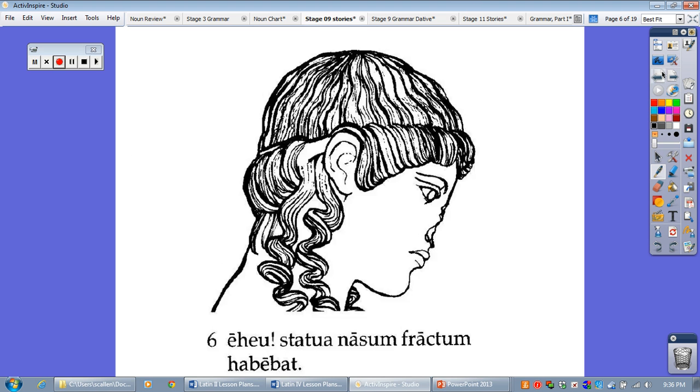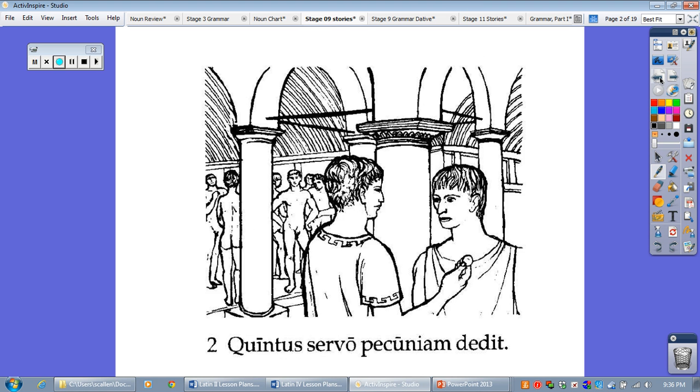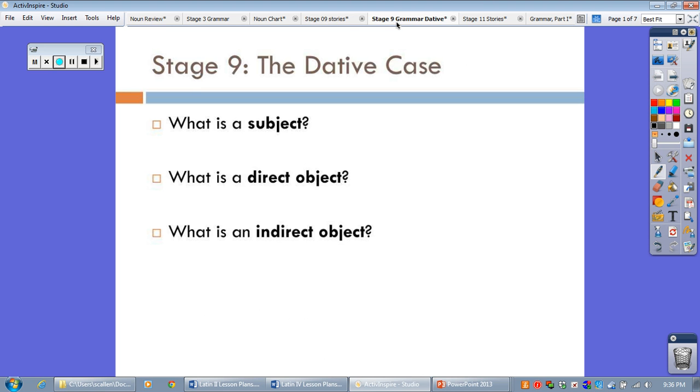I mean, after all, if we look back here, would it make sense to say Quintus showed the disc? Yes. A little weird, but there it is. Or Quintus gave money? Yeah, that would make sense. Okay, so here we go. The official grammar notes, they're pretty short. We just kind of talked about all that.